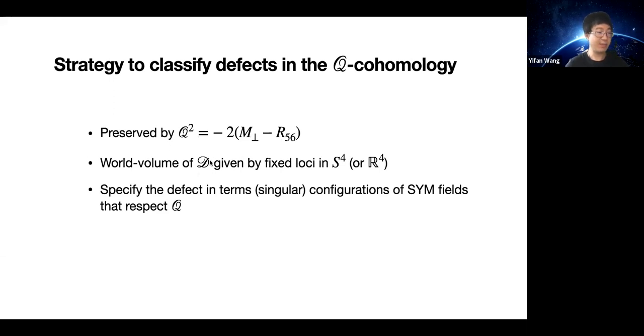And then the next step is to specify the defects in terms of some potentially singular configuration of the super Yang-Mills fields. This happens generally for disorder defects. And you want to tune these singular configurations to preserve supercharge Q. This kind of analysis has been performed for the half BPS defects. It's harder for the less supersymmetric defects, but they can be done.